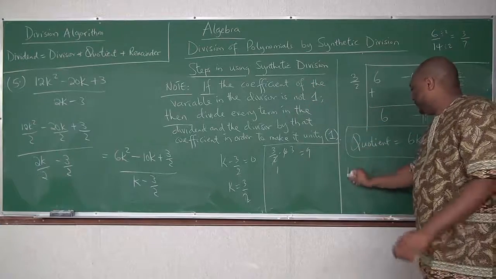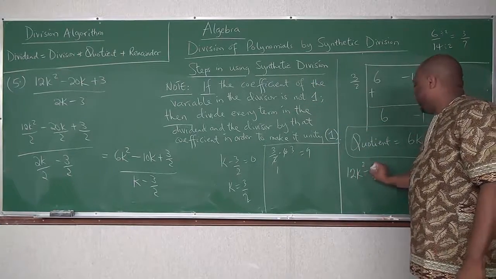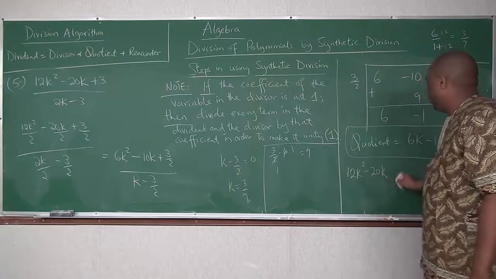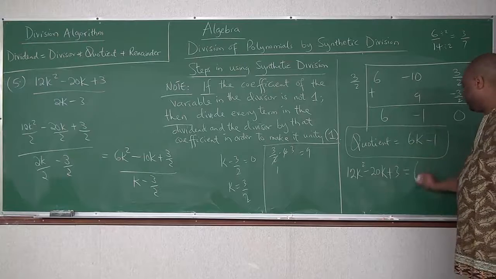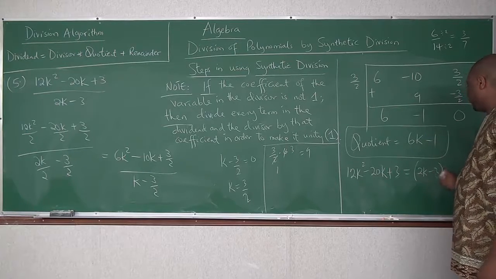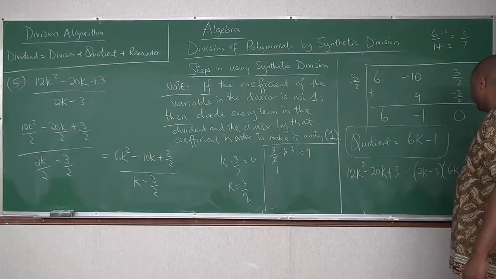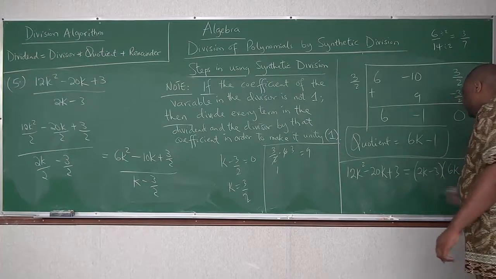So the dividend 12k squared minus 20k plus 3 is equal to the divisor 2k minus 3 times 6k minus 1. And that becomes your answer here.